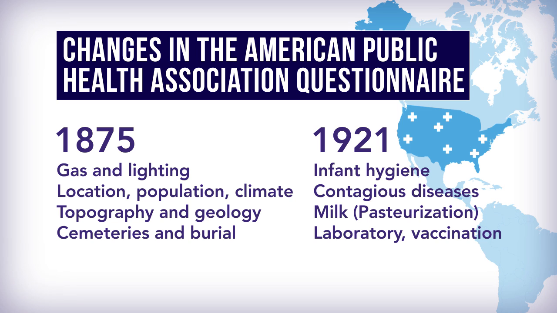But by 1921, the questionnaire had very much shifted to what was already emerging as key public health principles, such as infant hygiene, including hand washing, understanding contagious diseases, milk, and particularly the pasteurization of milk, which is already available to decrease infections from unpasteurized milk, as well as vaccination rates and laboratory rates. So this was the story before 1950.